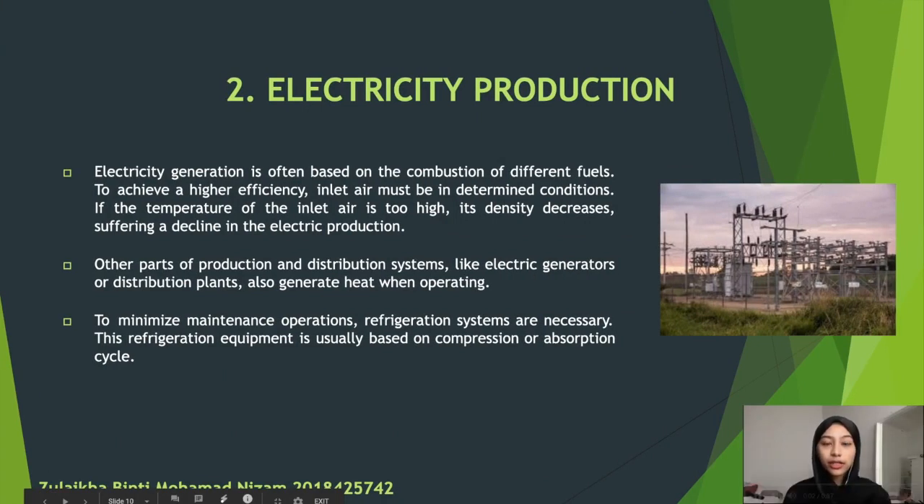So next is electricity production. Electricity generation is often based on the combustion of different fuels. To achieve a higher efficiency, inlet air must be in determined conditions. Other parts of production and distribution systems like electric generators or distribution plants also generate heat when operating. To minimize maintenance operation, refrigeration systems are necessary. That being said, this refrigeration equipment is usually based on compression or absorption cycles.